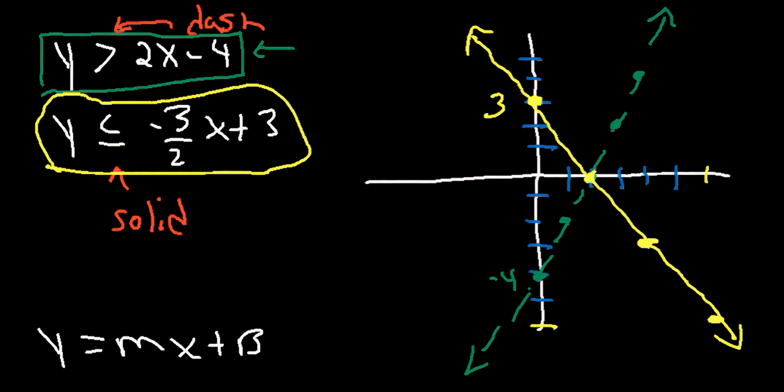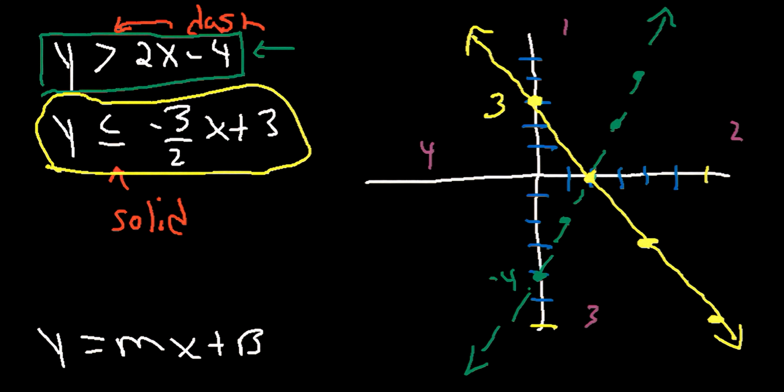Okay, so now we need to know which region to shade. There's 4 regions in the graph. This is the first one, this is the second one, this is the third, and this is the fourth. Ignore the x and y axis. Look at the 4 regions created by the green and yellow line. When you shade it, it's going to be one of those 4 regions.